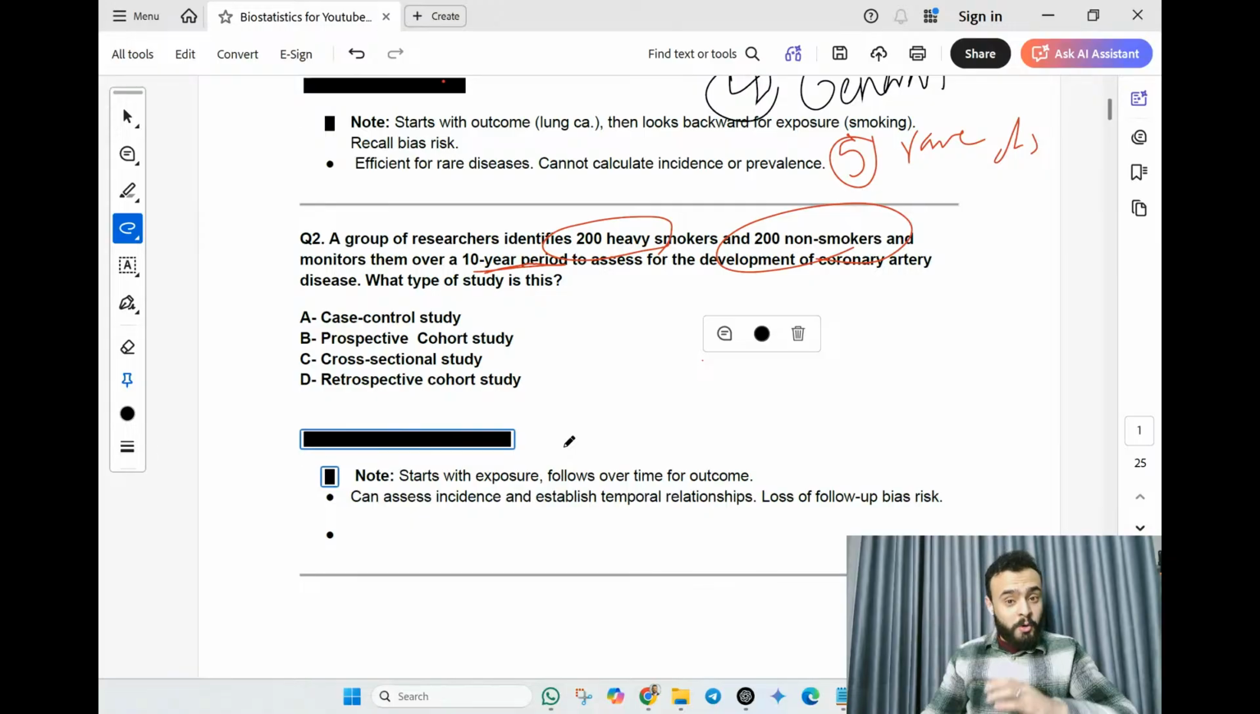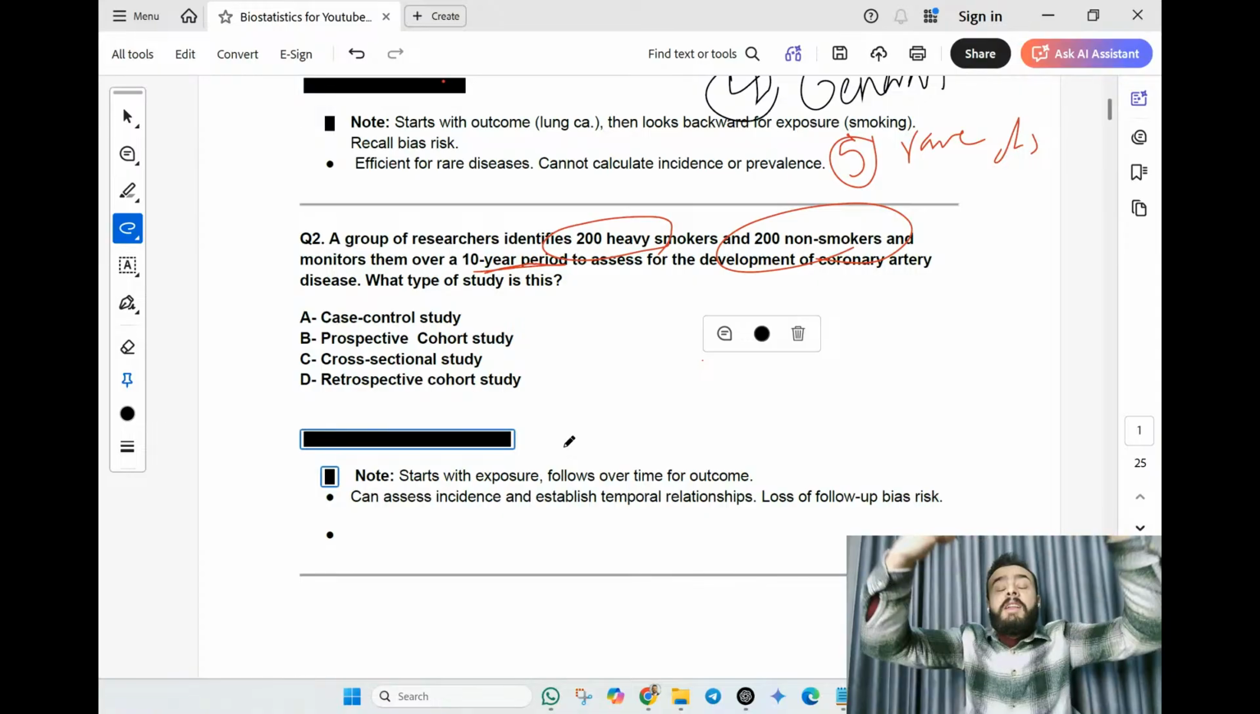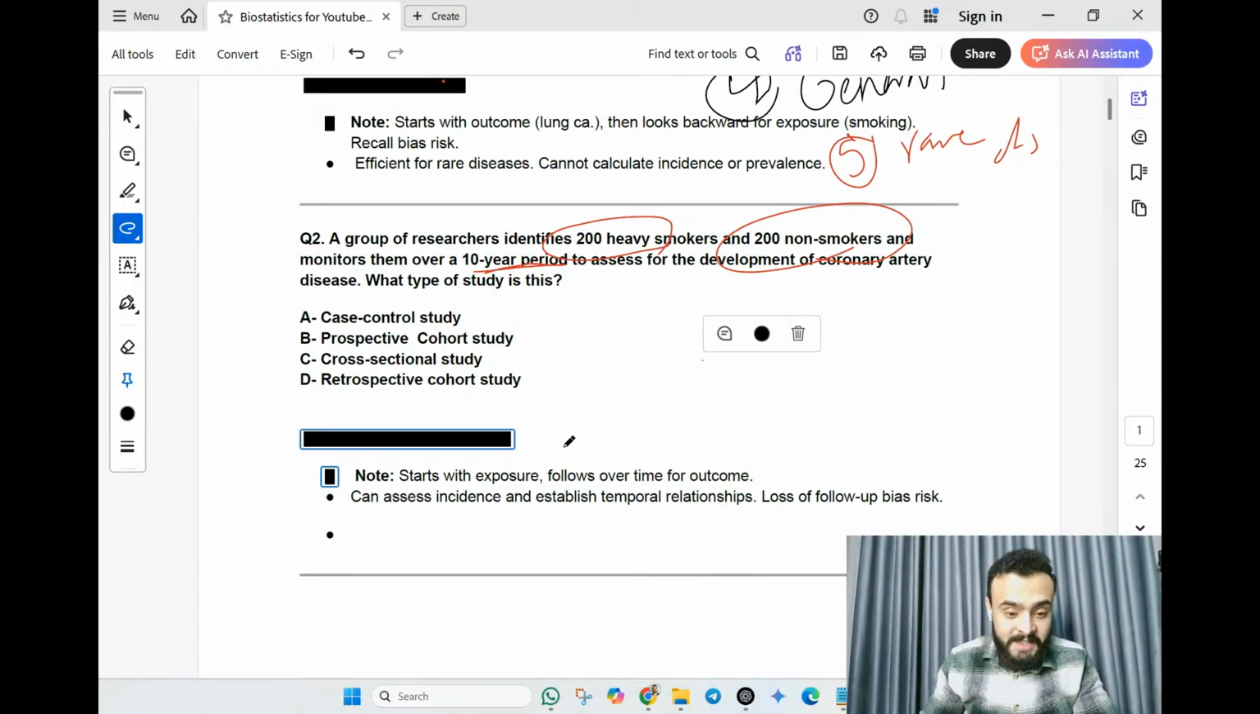5 seconds to think. Group of people with risk factor, group of people without risk factor, and we are looking in the future to see who will develop the disease. Exactly, guys. Prospective cohort. This is the first thing you need to know here, guys. The design.